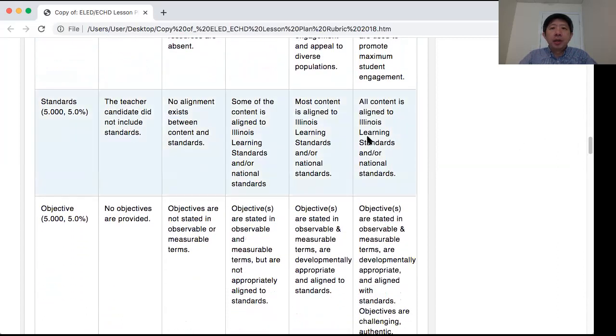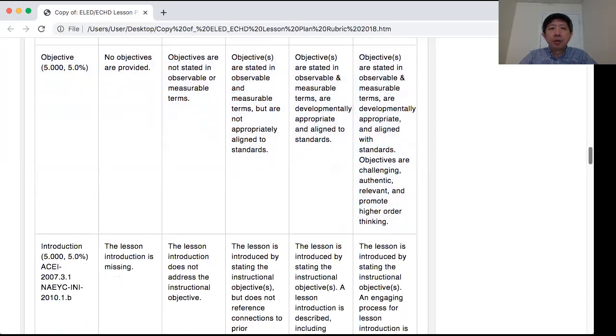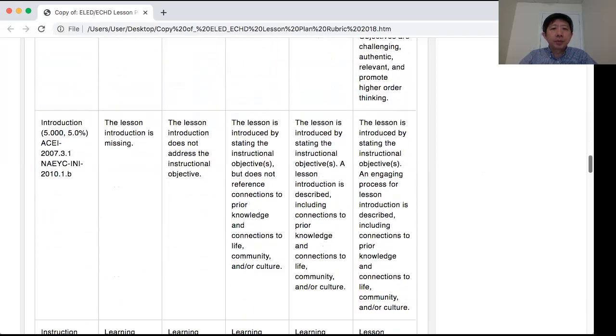And here, another important thing is the standard. Your lesson plan has to connect to the national standards, or Common Core standards, something like that, right? Then the objective. What is the objective for this lesson? What's the purpose? You have to include it in your lesson plan.